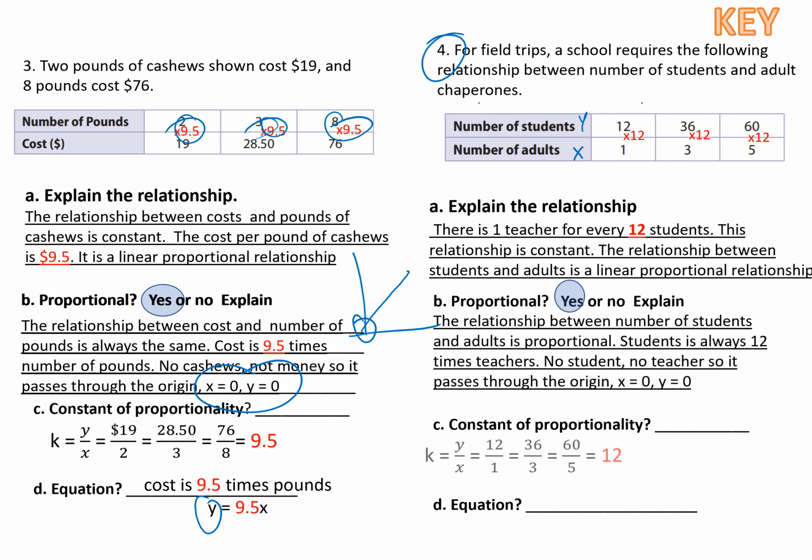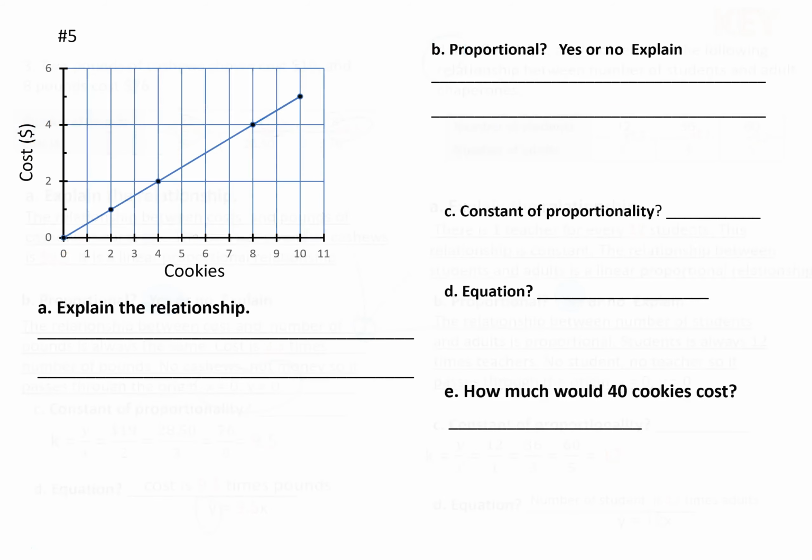The constant of proportionality, y divided by x: 12 divided by 1, 36 divided by 3, 60 divided by 5 gives me 12. Well, then I can write my equation, because my general equation for a proportional relationship is y equals the constant of proportionality times x, or y changes that amount every time x changes. So the number of students is 12 times adults. Those are my words. Algebraic expression: y equals 12 times x. All right, so I got a graph.